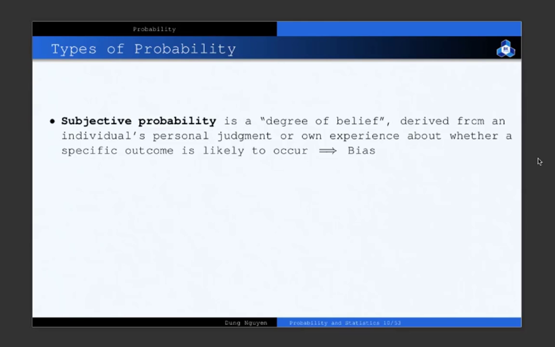The first one should be subjective probability, which is a degree of belief, and it is derived from an individual's personal judgment or experience about whether a specific outcome is likely to occur. However, this probability is biased because it depends on the judgment of one person.